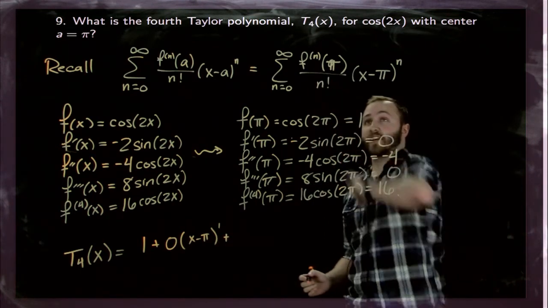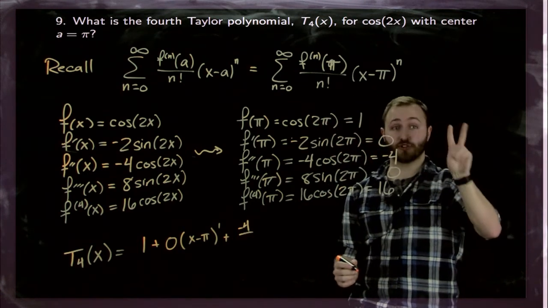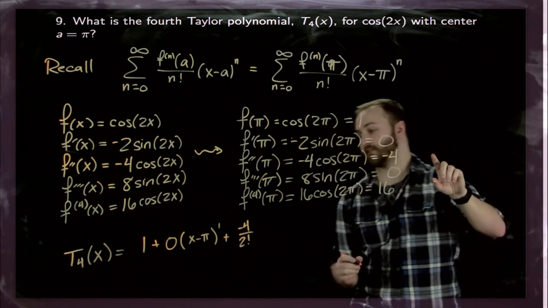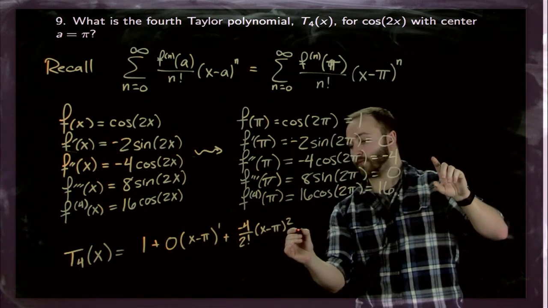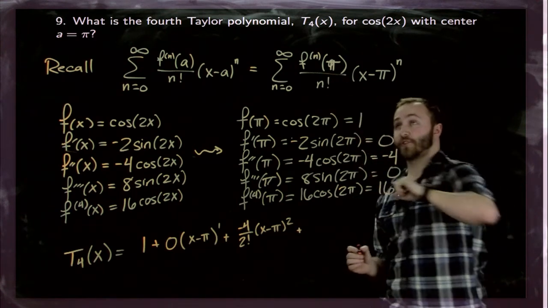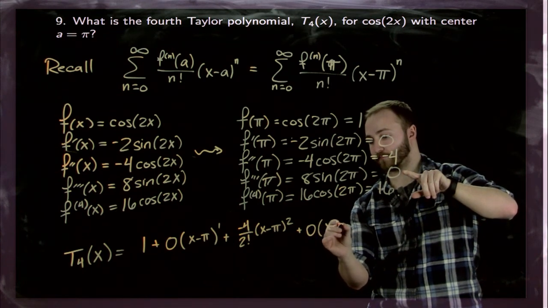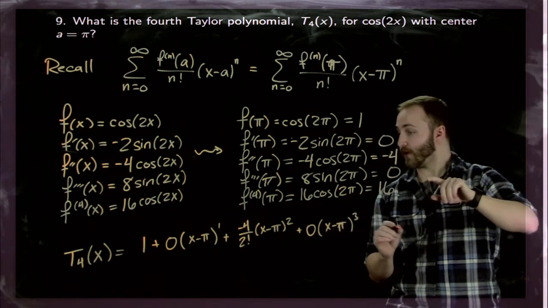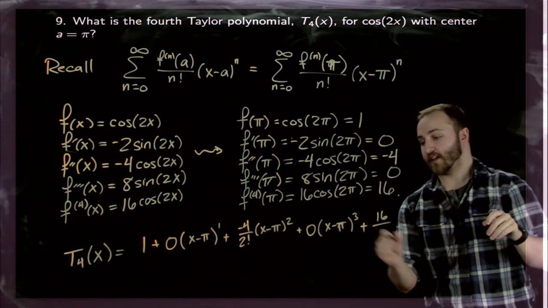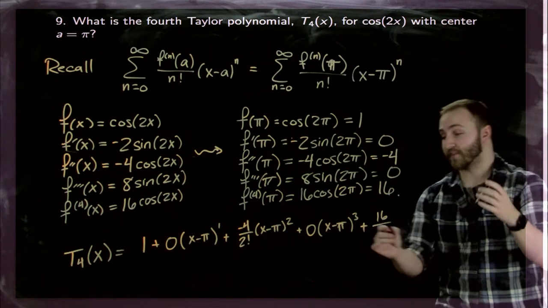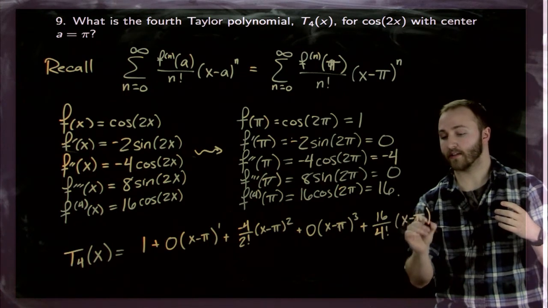If we keep going, the second derivative of f at pi we found was negative 4. And now this is the n equals 2 term, so we divide by 2 factorial times x minus pi squared. Keep going, the third derivative of f at pi is 0. And finally, the fourth derivative of f at pi was 16. And now this is the fourth term, so we divide by 4 factorial times x minus pi to the 4th.